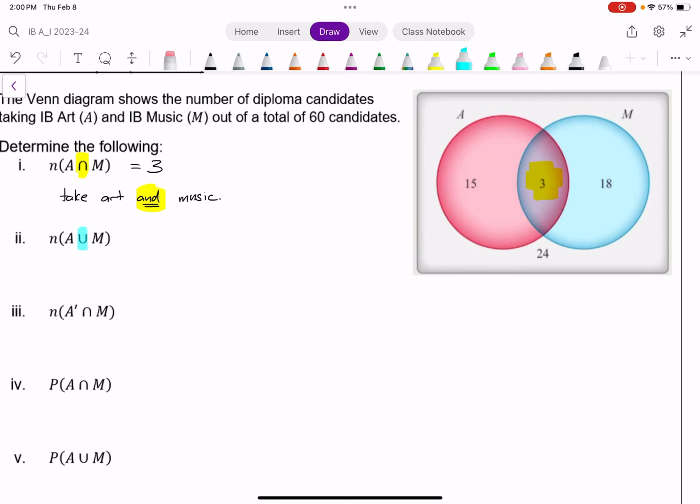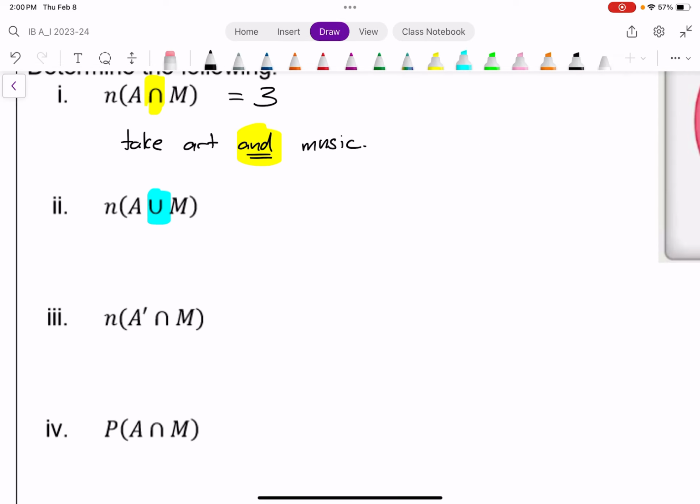This here is the union. This means art or music, or both art and music together, all of them together. And so let me just write that down. Take art, and I'll say or take music.